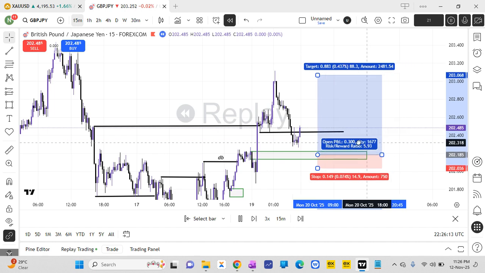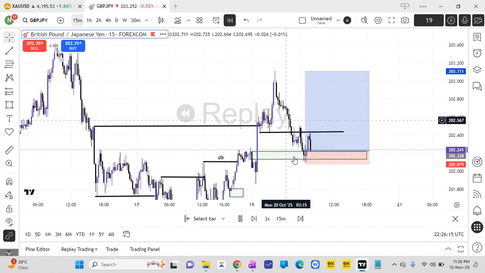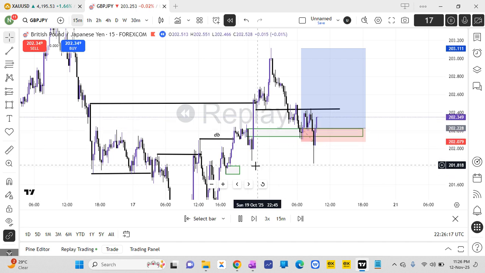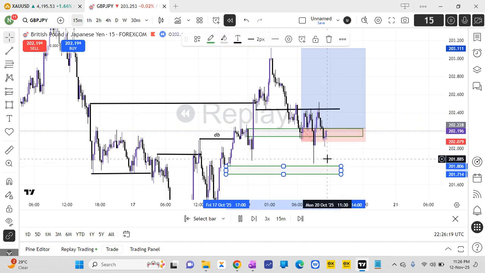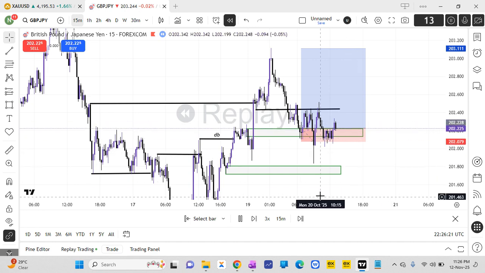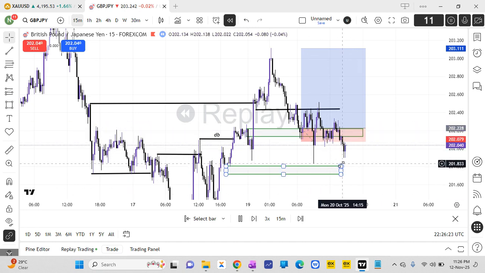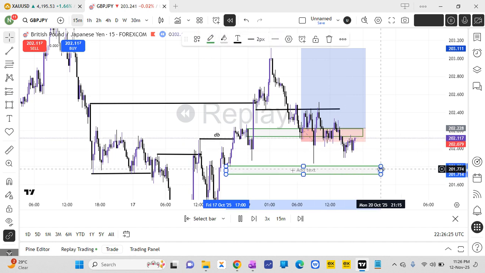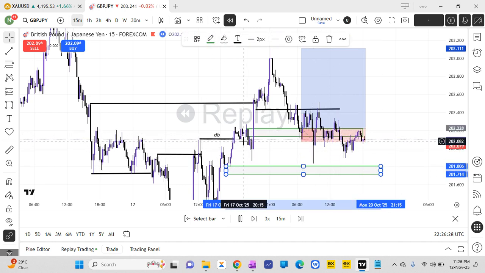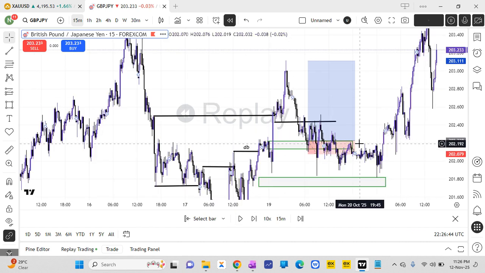This particular trade I got stopped out because this was an unmitigated zone here. The market came and reacted from and bought this zone. Unmitigated zone. So I was taking the order from the breaker, though market eventually bought.